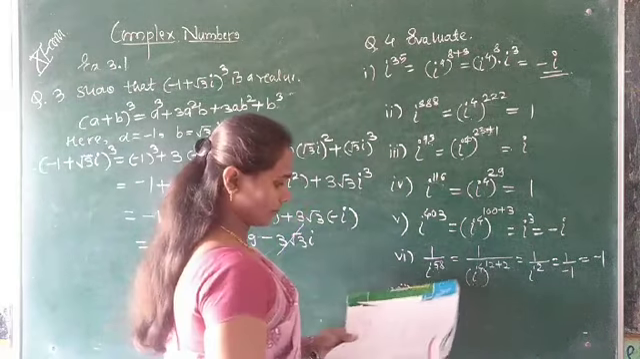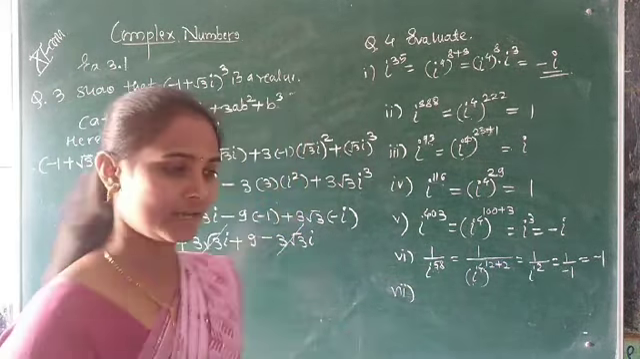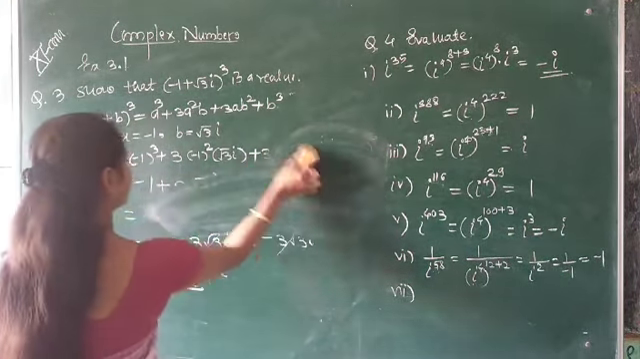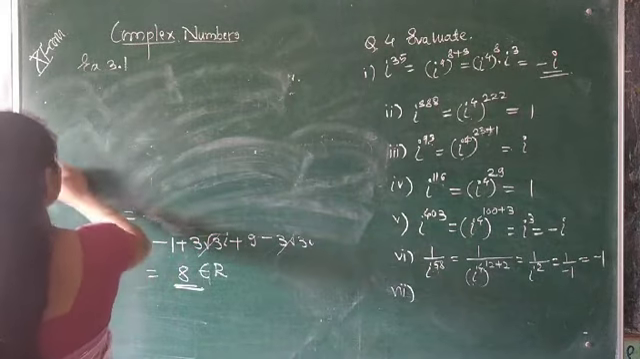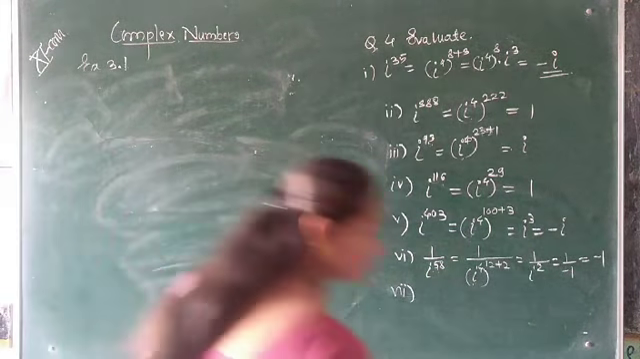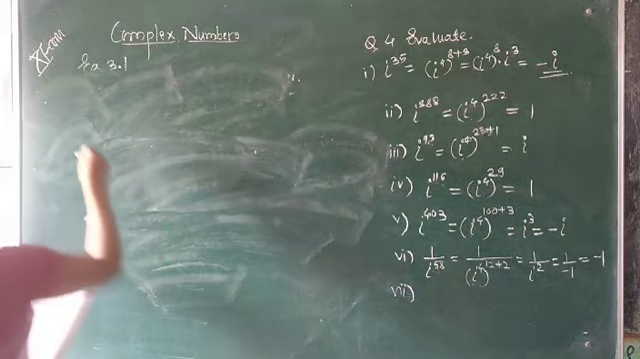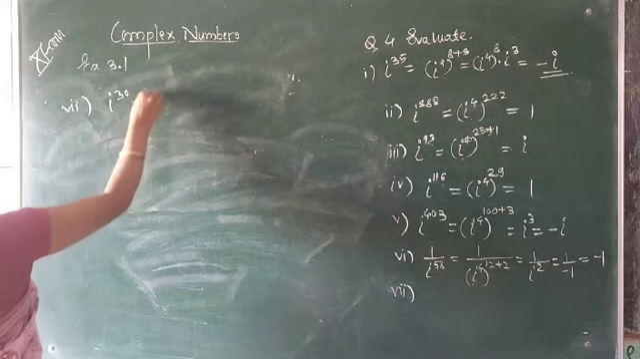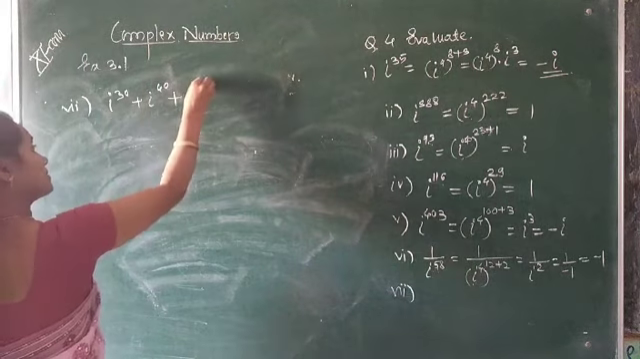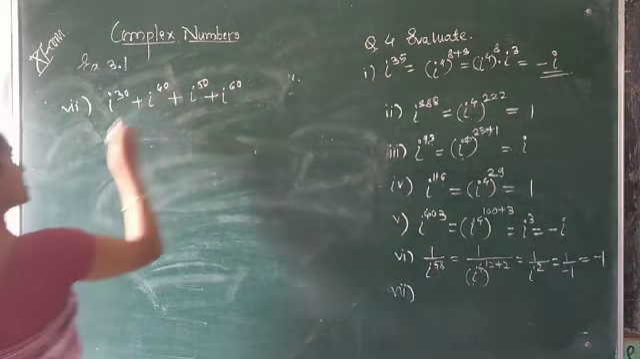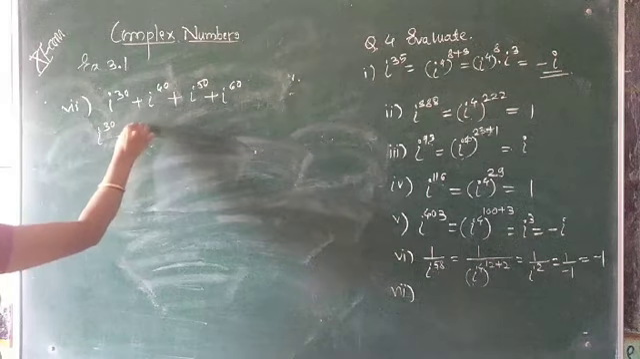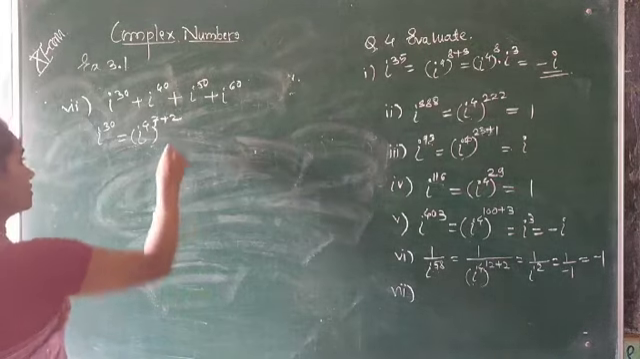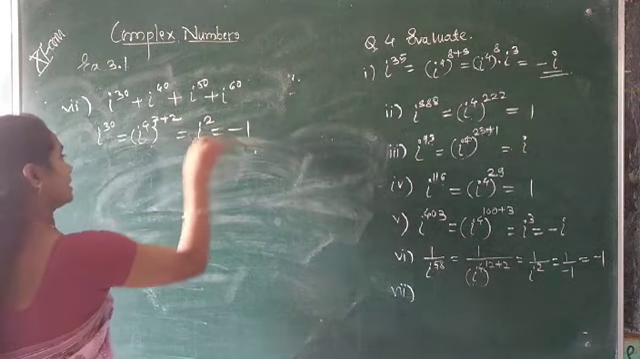And the seventh one, that is I raised to 30, I raised to 40, I raised to 50, and I raised to 60. I raised to 30 plus I raised to 40 plus I raised to 50 plus I raised to 60. Find 1 by 1. I raised to 30. I raised to 4. 4 7 are 28. That means remainder is 2. I square is equal to minus 1.